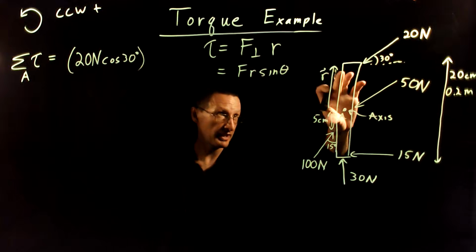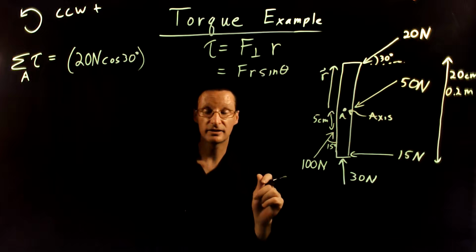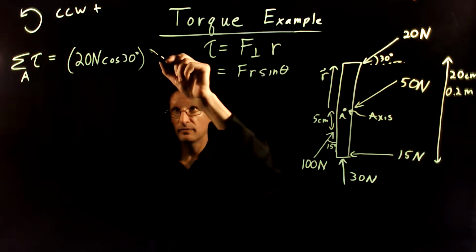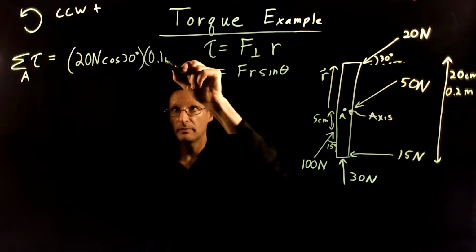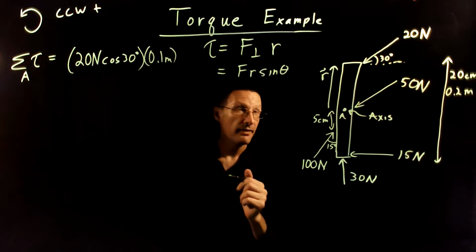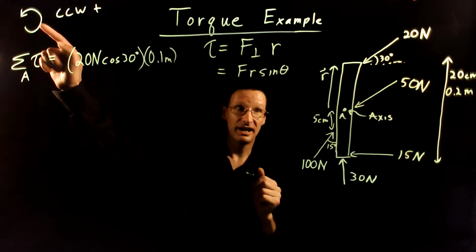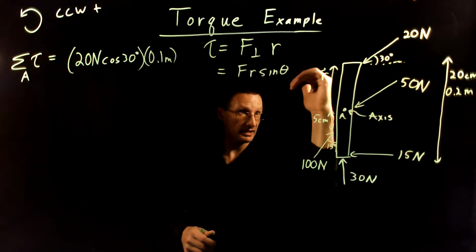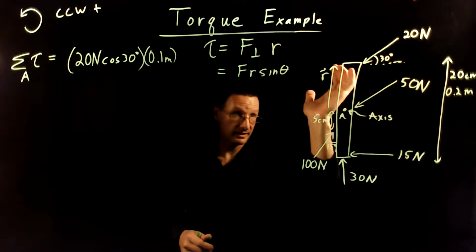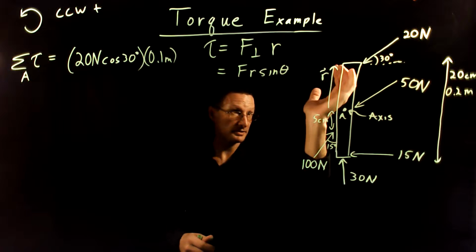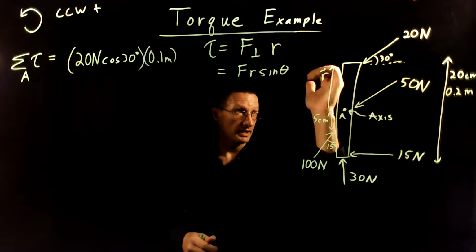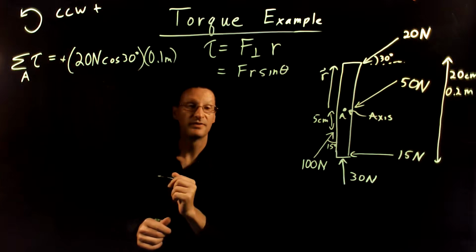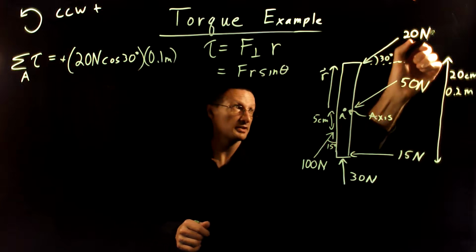And then I'm going to multiply that by the magnitude of my R vector for this force. That's going to be half of the 0.2 meters, so that's going to be 0.1 meters. Okay. Finally, I want to think about whether this one is positive or negative. Well, the axis of rotation is here, so I put my thumb there and I can curl the fingers of my right hand in the direction of rotation, and it's going to be counterclockwise, so this is going to be a positive torque. Okay, so this one's done.